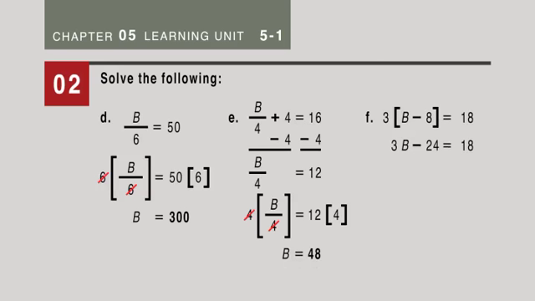Well, now that we see minus, we have to do what? The opposite, which is what? Addition. Whatever you do to one side, you do to the other. We're going to add 24 to both sides, giving us 3B equals 42. Now hold on here. That's multiplication. So now we have to do what? Divide both sides by 3. Whatever you do to one side, you do to the other, giving us B equal to 14.